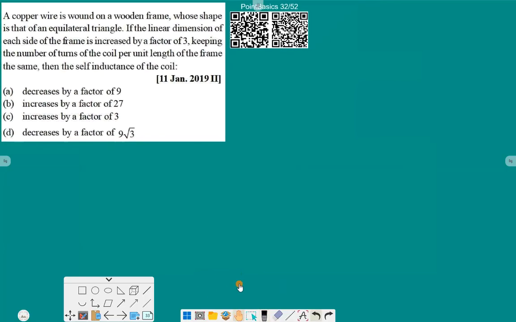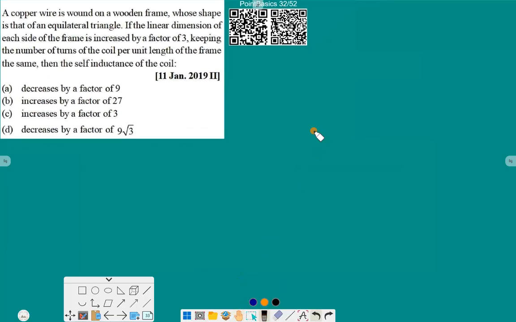So the formula for self-inductance is given by mu naught n square into area into length of the coil. Here it is mentioned we increase the length in such a way that number of turns per unit length is constant. So small n is constant, but length will change and area will change here.